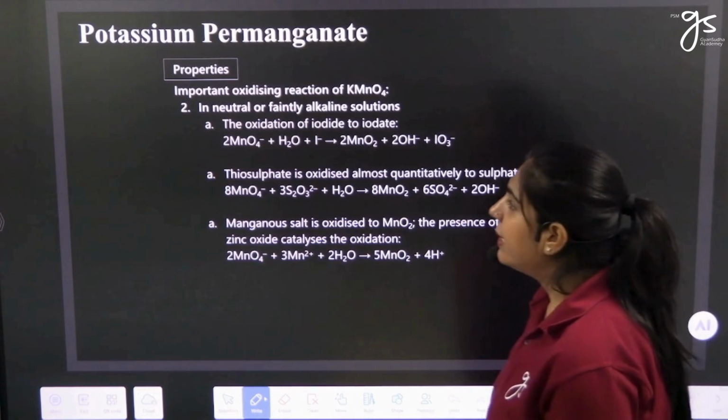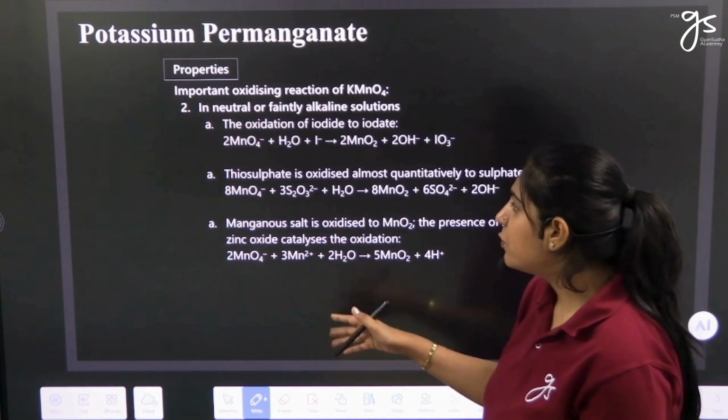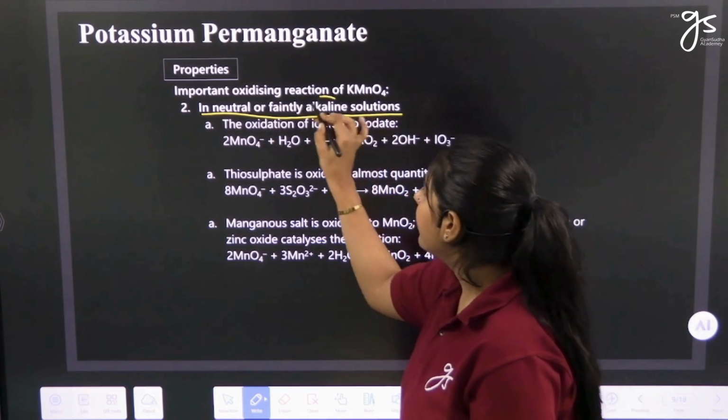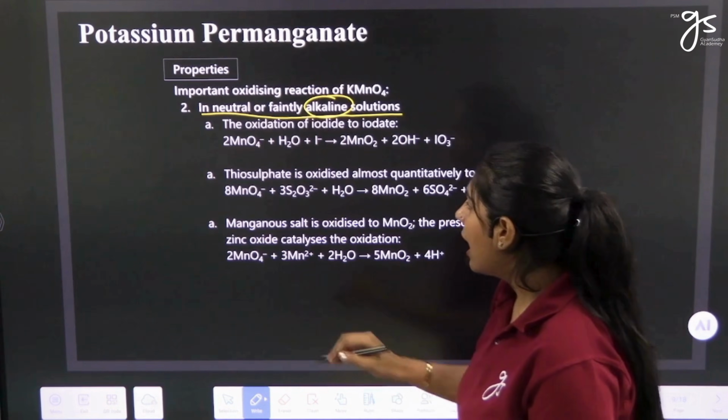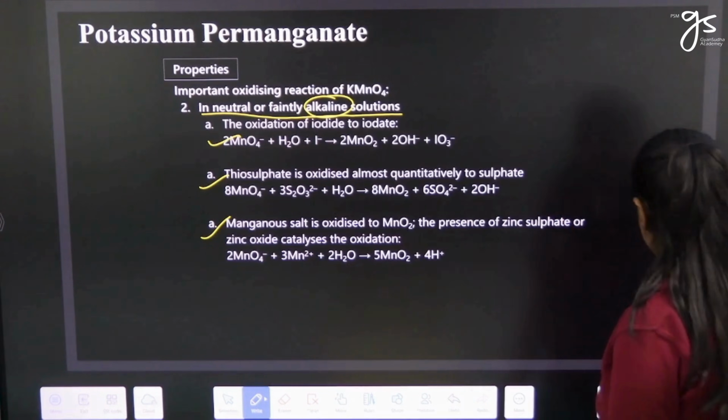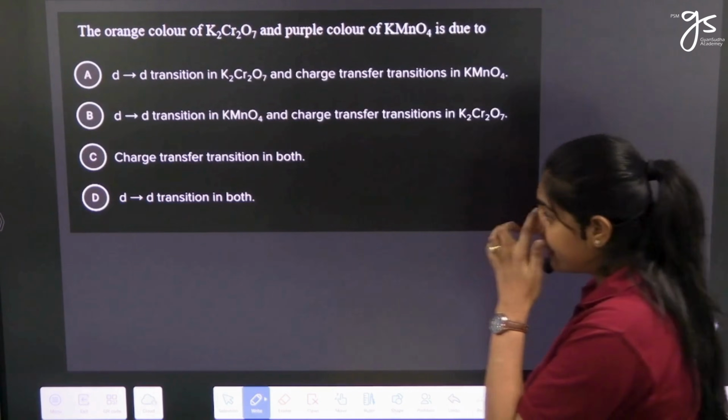Now moving ahead, there are some properties which you can see when it is neutral, and in the case of alkaline solution, and these three are also important. You can take the screenshot for this. Now let's see this question.